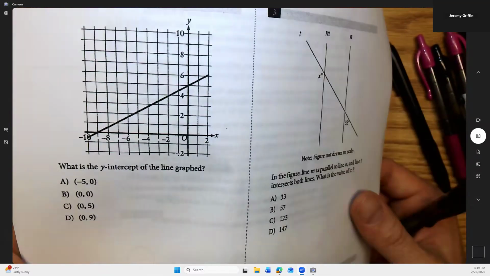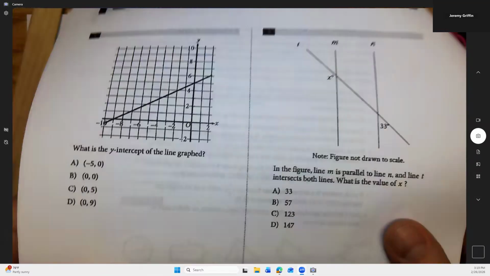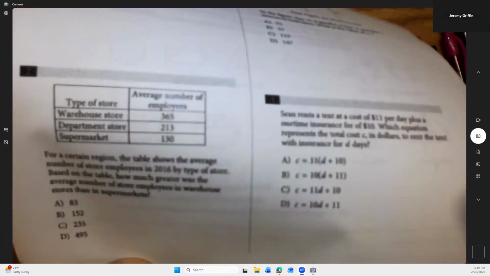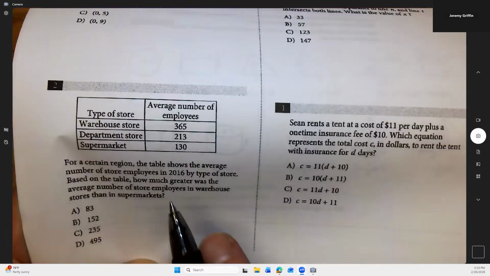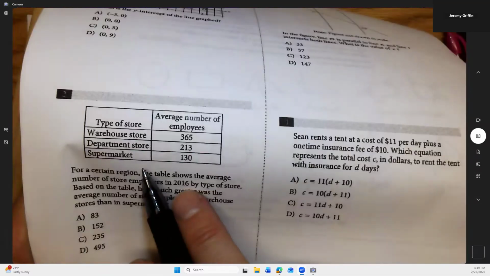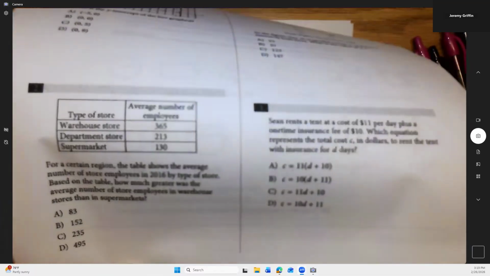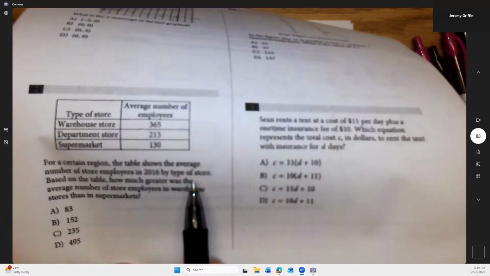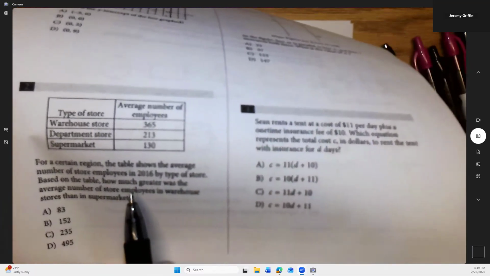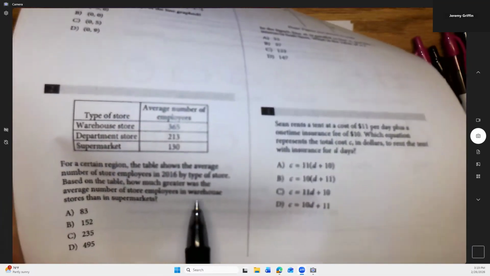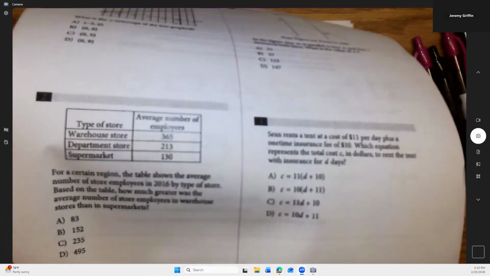Okay. If anybody has any questions, just stop me and ask me. Number 2, type of store and average number of employees. Okay, so we've got warehouse stores, department stores, and supermarkets, and we've got 300s, 200s, and 100s, maybe, as the average number of employees. For a certain region, the table shows the average employees in the year 2016 by type of store. Based on the table, how much greater was the average number of store employees in warehouse than in supermarkets?